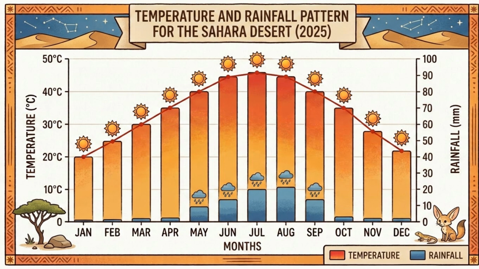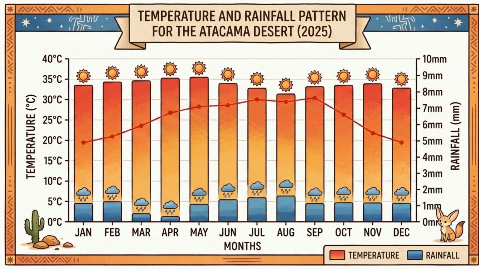This climate graph illustrates the temperature and rainfall patterns for the Sahara Desert. You can see how the temperature peaks mid-year, contrasted with very limited seasonal rainfall. In contrast, here is the pattern for the Atacama Desert. Note the different temperature and precipitation scales, showing just how dry this particular region remains throughout the year.